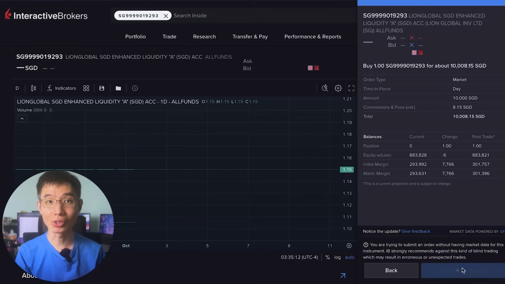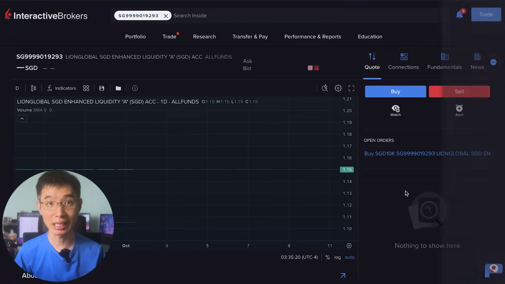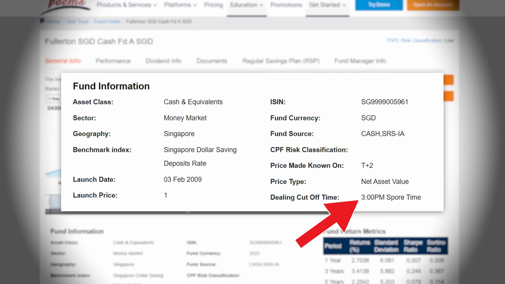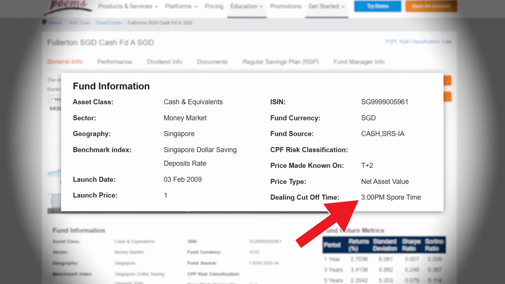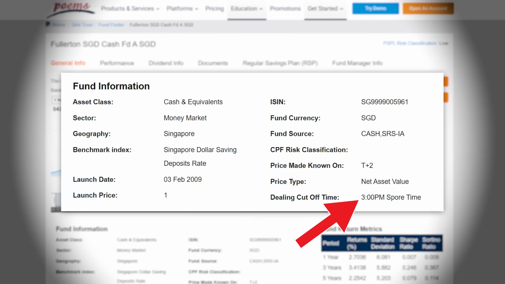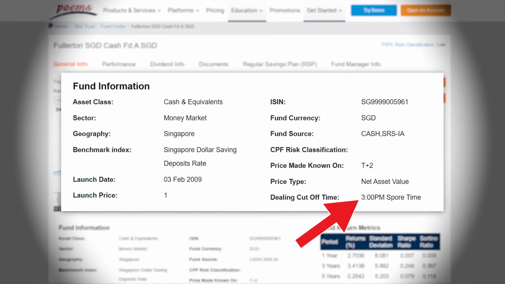Anyway, once you have placed your order, keep in mind that mutual fund trades don't execute instantly, unlike stocks. Instead, the order is batched and executed on the fund's daily NAV. The cut-off time is typically around 3 PM Singapore time. So if you submit your order before that, it will be executed using the same day's NAV. And if you submit it after 3 PM, your trade will only be processed on the next business day's NAV.